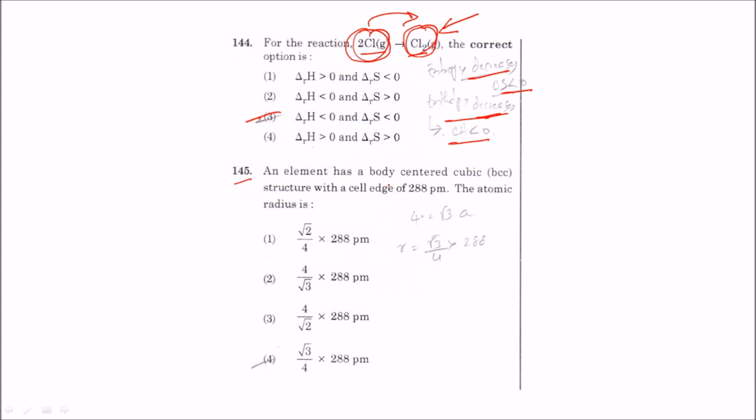145. An element has a body-centered cubic, BCC, structure with a cell edge of 288 picometer. You need to find the atomic radius. We know in BCC the relation is 4R equals root 3 into A. That's the relation between radius and edge length A. So we just need to write the expression for R now. R is equal to root 3 by 4 into A, and the value is already given directly, 288. The right answer is root 3 by 4 into 288. So the right option is the fourth one.